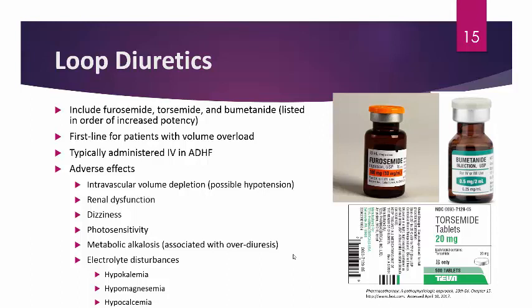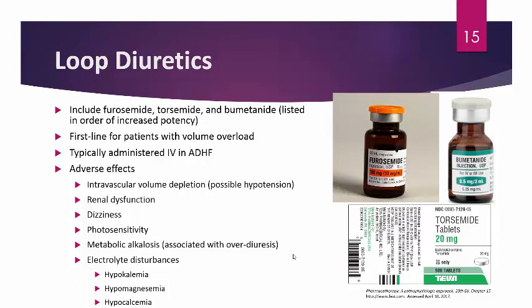These agents are first line for patients that have any kind of volume overload related to their heart failure. And they're typically administered intravenously in acute decompensated heart failure, though in some patients an increase in their PO dose may actually help as well. Some adverse effects that occur as a result of loop diuretics include intravascular volume depletion, which can lead to possible hypotension, obviously from the action of the drug. We're trying to get volume off of these patients. Renal dysfunction can also occur as a result of volume loss. You can develop prerenal azotemia as a result of this.